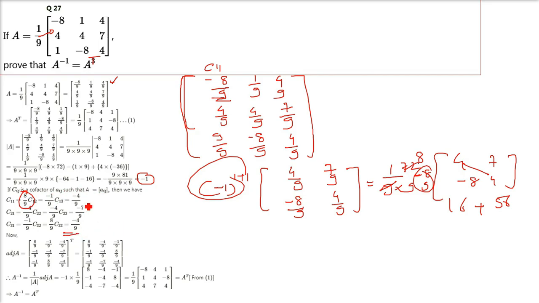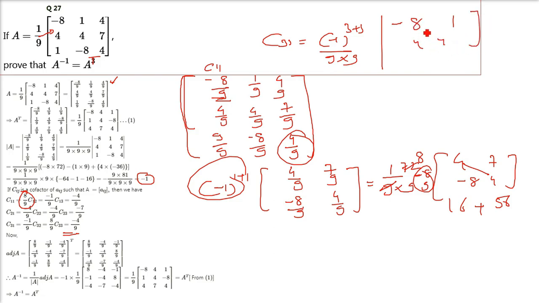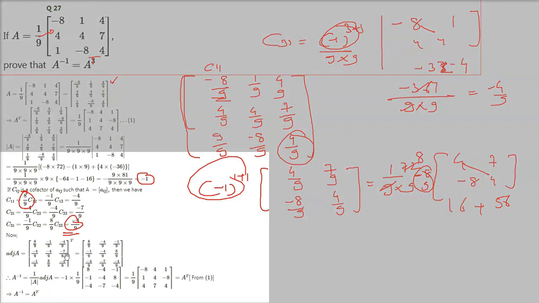I'll give another example, the description of C33. So C33 is minus 1 to the power 3 plus 3, that is going to come as 1 only. And what will be there? As I said, 9 we have taken from 2 rows or 2 columns. So minus 8, 4, 4 will come. It is going to be minus 8 4, so 36 minus 36... then minus 32 minus 4, that is minus 36. So minus 36 by 9, that is minus 4 by 9 will come. So I have given you 2 of the cofactors. I hope you will be able to find out all the cofactors.